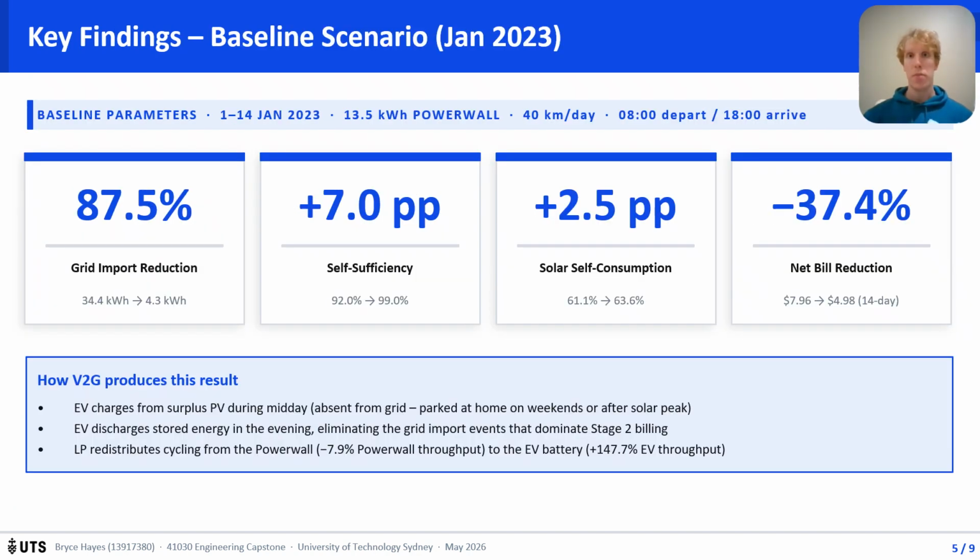Firstly, let's have a look at the results of the baseline scenario. So under the assumptions shown at the top of the slide, with V2G, the results yielded an 87.5% reduction in grid import, a plus 7 percentage point increase in the self-sufficiency figure of the system, increasing from 92% to 99%, and a corresponding increase in the solar self-consumption and reduction in the net bill.